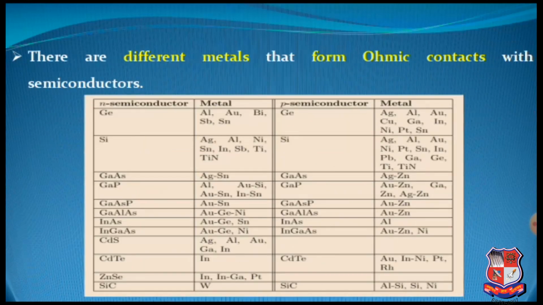There are different metals that form ohmic contacts with semiconductors. If you are considering N-type material or P-type material, here between N-type and P-type semiconductors, what are the different contacts, particularly ohmic contacts, that are available. The chart is given. This is just for your information, but there are two different contacts, Schottky contacts and ohmic contacts.